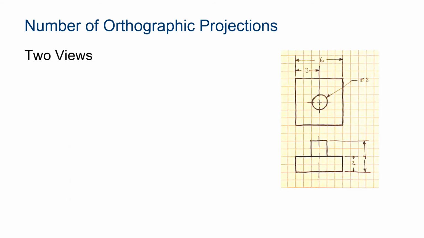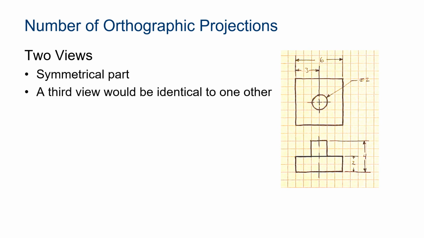All right, when do you have 2 views? So this is showing a front and a top view. Why would you need 2 views? If it's symmetrical, and if a third view would be identical to one of the others, so why put it if it's just identical to the other one? Or a second view is necessary for depth. So here we have a varying depth, and this is really the height, but you get the point. It's not uniform, like a flat stock would be.